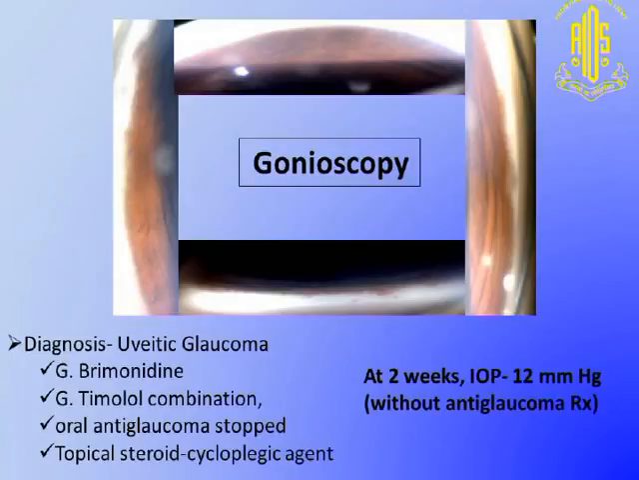At 2 weeks, the pressure was 12 millimeters of mercury with anti-glaucoma treatment. So the response was very good to medical treatment, and the pressure was normal. But that is also deceptive sometimes in uveitis patients.